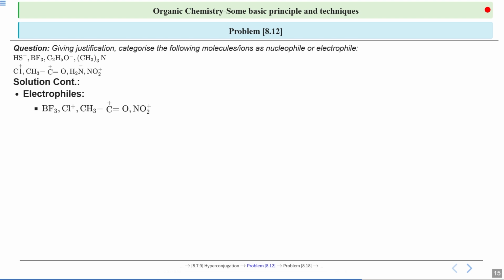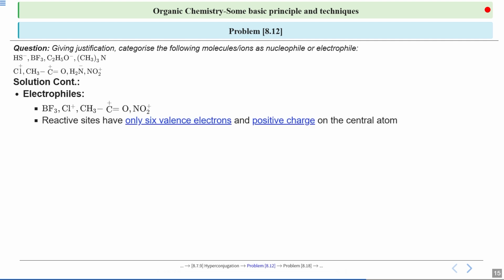If you consider the octet of this boron, it is a sextet. It does not have a complete octet. Therefore, it is electron deficient and hence it will act as an electrophile. So the reactive sites have only 6 valence electrons or a positive charge on the central atom, and it will accept electrons from a nucleophile.